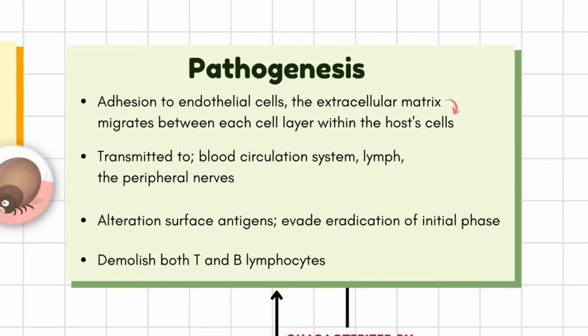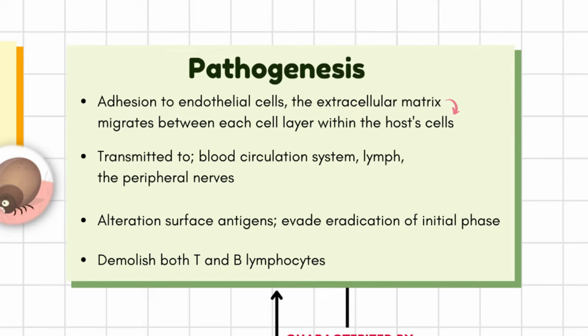At the site of the tick's bite, inflammation is the most common visible symptom, which also indicates that dissemination is more efficient and effective in tissue than in the blood. This pathogen adheres to the endothelial cells of the host and the extracellular matrix, and migrates between each cell layer within the host cells.